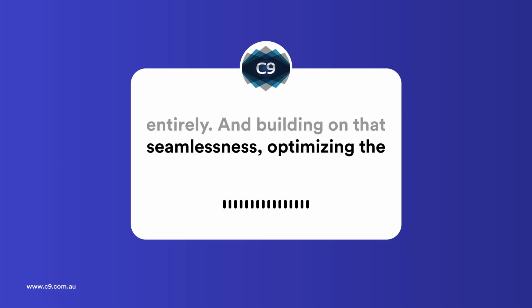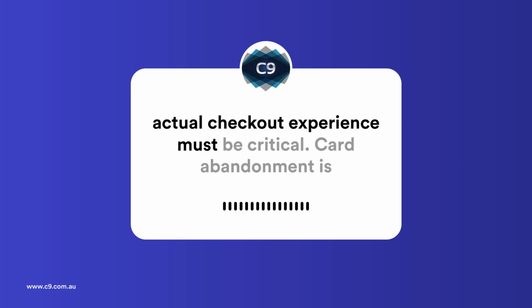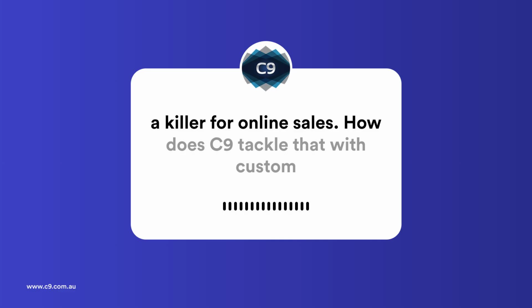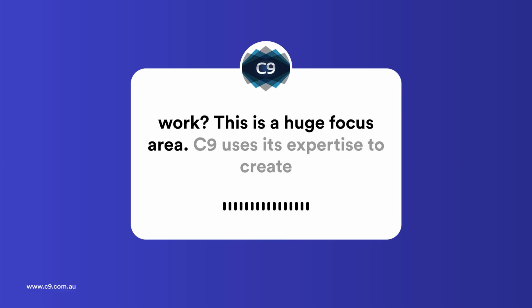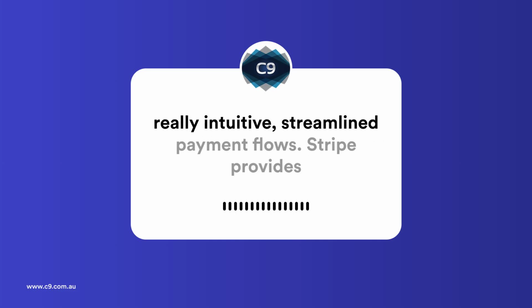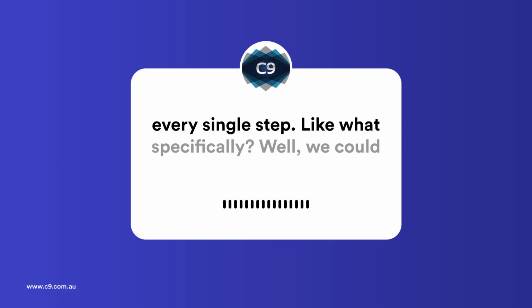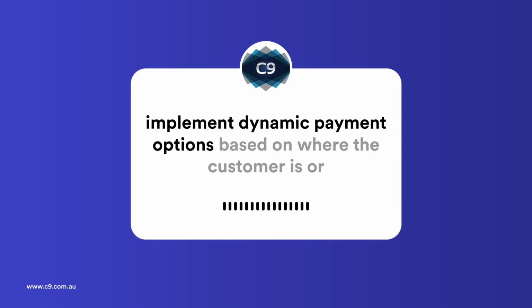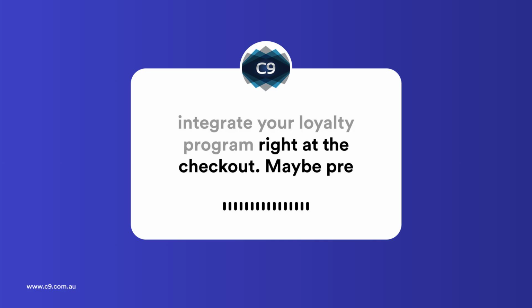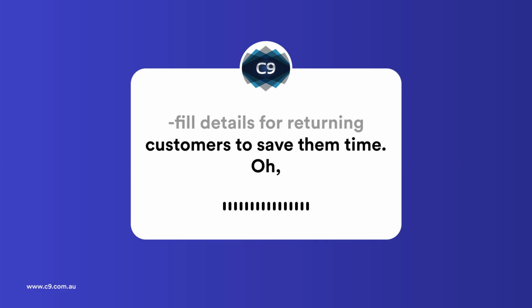And building on that seamlessness, optimizing the actual checkout experience must be critical. Cart abandonment is a killer for online sales. How does C9 tackle that with custom work? This is a huge focus area. C9 uses its expertise to create really intuitive, streamlined payment flows. Stripe provides great tools, sure, but custom integration lets us fine-tune every single step. Like what specifically? Well, we could implement dynamic payment options based on where the customer is, or integrate your loyalty program right at the checkout. Maybe pre-fill details for returning customers to save them time.